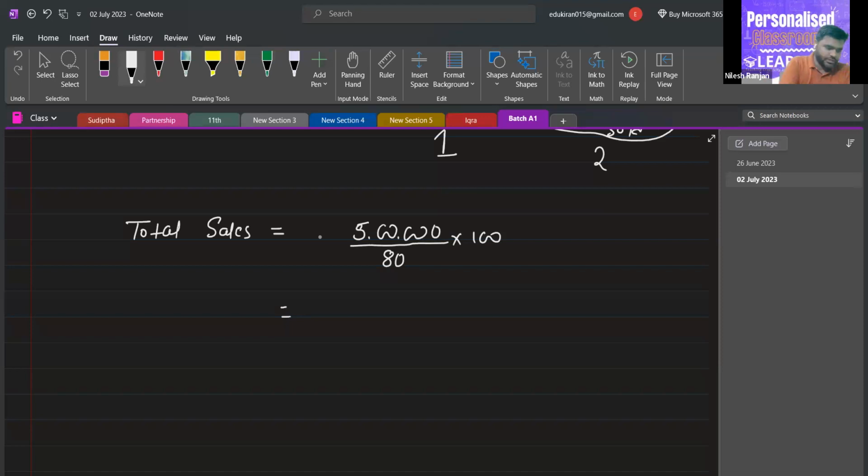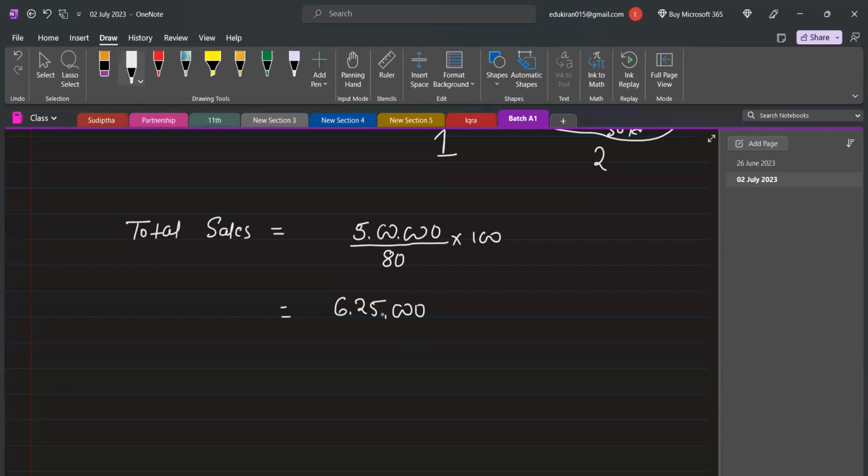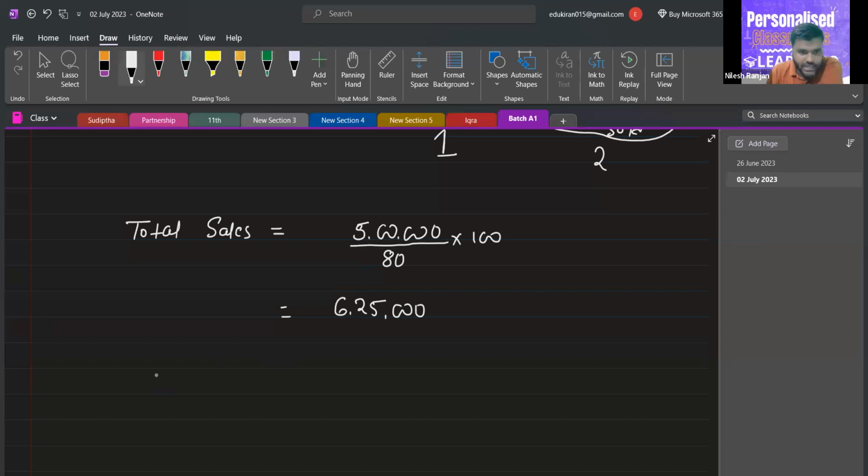Let me calculate it. 5 lakh divided by 80%. It is 6,25,000. Okay, sir. So our total sale is calculated.